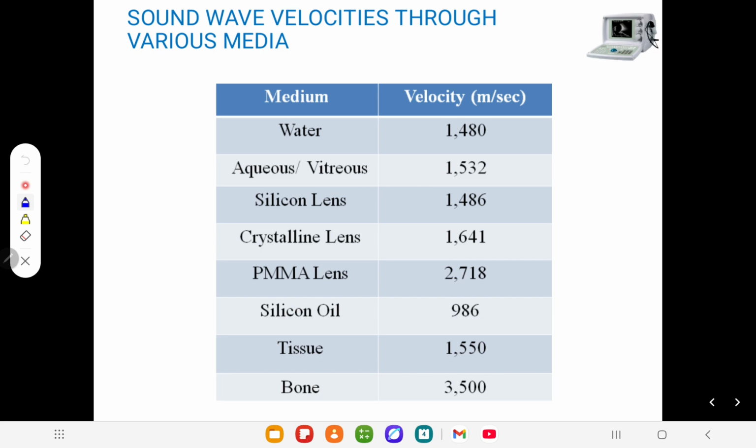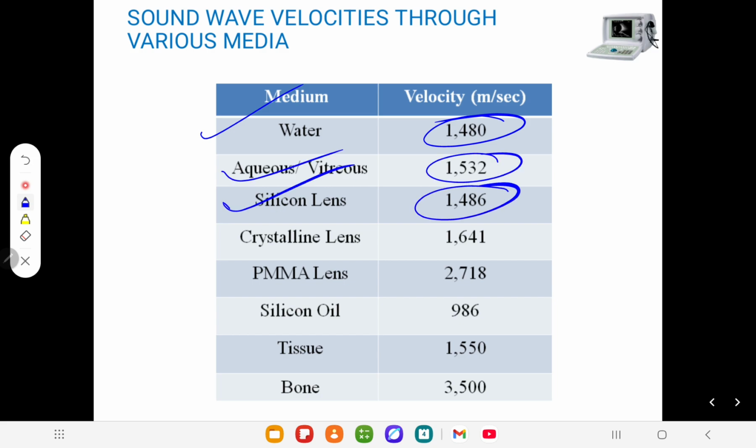Sound wave velocities through different media, just for a rough guideline. Water, this number equals 1532, silicone oil slower, and crystalline lens 1641. PMMA, much higher.